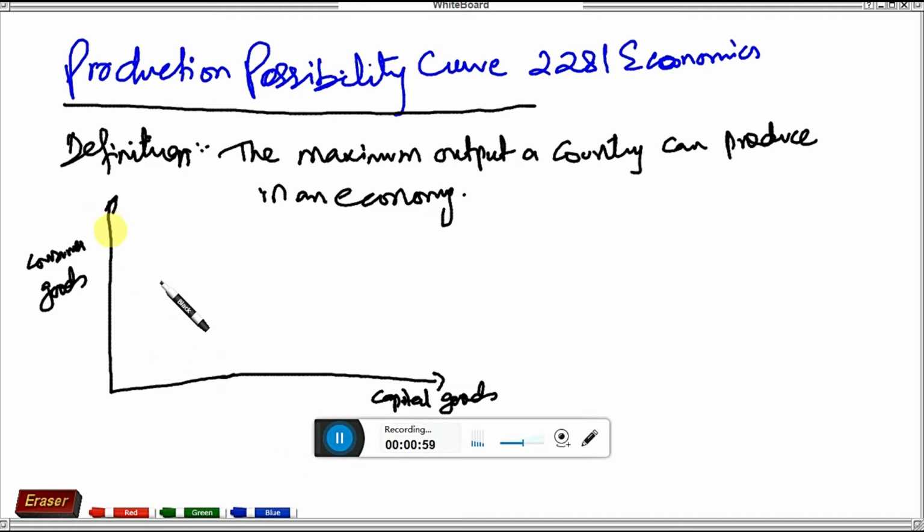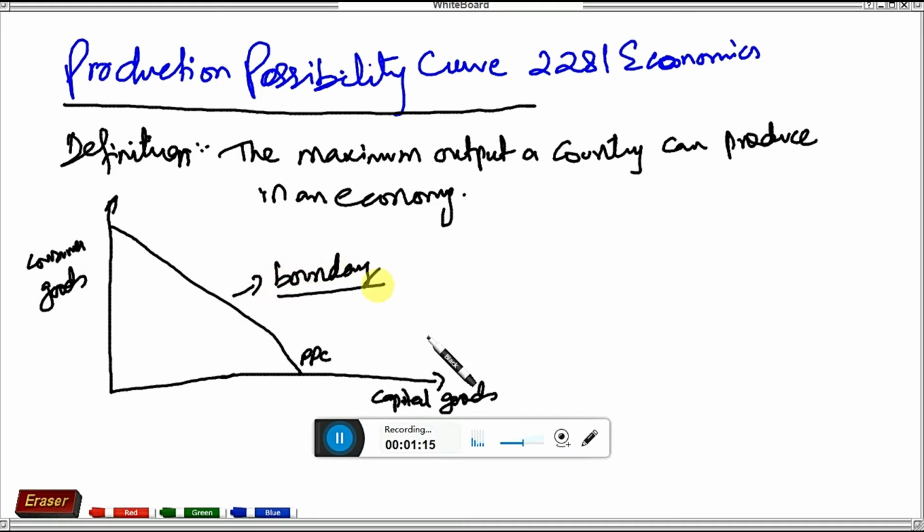So this graph shows the production possibility curve. Again, I am making it on an online whiteboard, so the line might not be straight, but I'll try my level best to build the boundary. This is termed as the boundary. We cannot exceed beyond this boundary, and this is labeled as PPC.